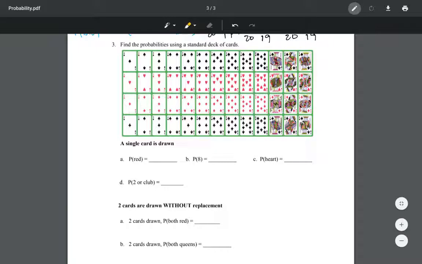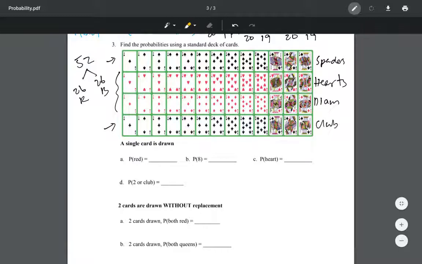In the deck of cards, though, you'll notice that half of the cards are red and half of the cards are black. There are 52 cards total, so 52 total. Of those, 26 are red and 26 are black. You'll also notice that there are 4 suits. The first row are the spades. They're a black suit. The hearts, a red suit. The diamonds, I'm just going to abbreviate, and the clubs.